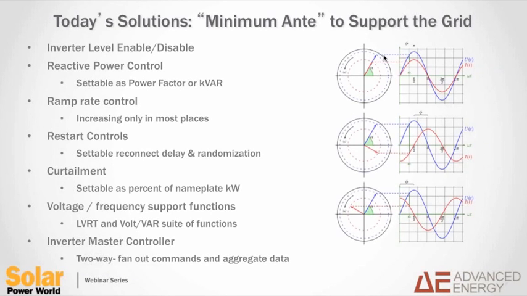Curtailment is something that we spoke about just a little bit earlier, and the ability to throttle back a plant in the event of an over generation point of view. Also, your frequency and voltage support functions with low voltage ride through, and some of the more advanced functions that are being discussed, like volt var control, and then a master controller to wrap all that up and bundle it nicely to a single point of control. So that's what we consider to be the minimum ante, if you will, minimum set of grid functions necessary for today's implementations of solar inverters.